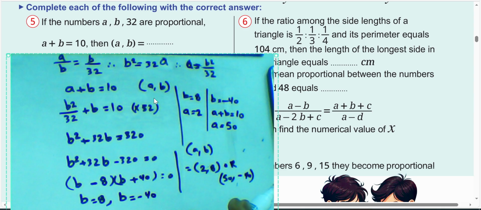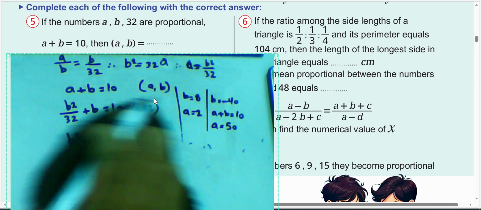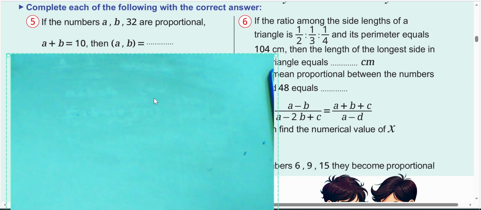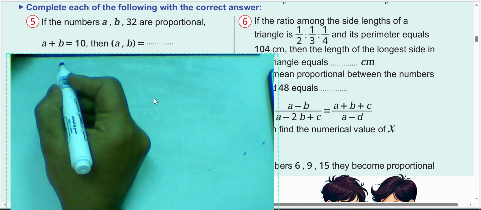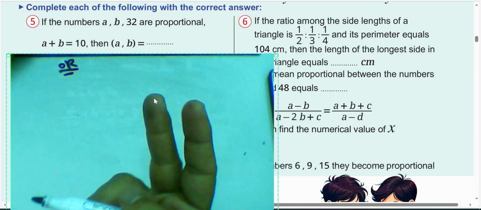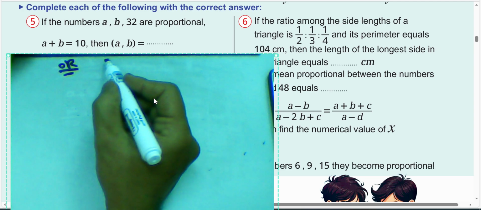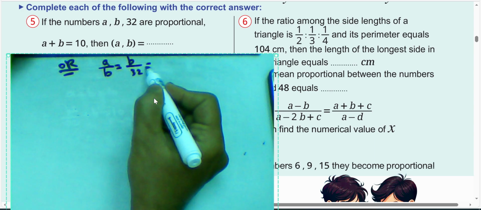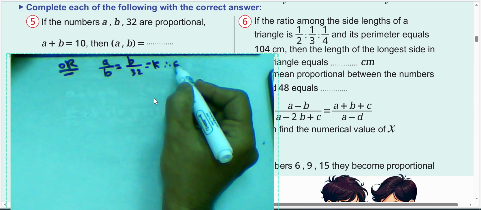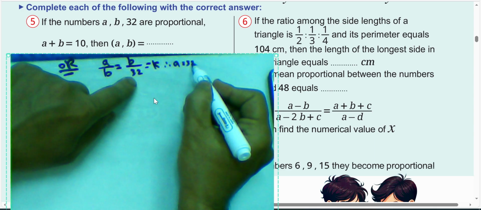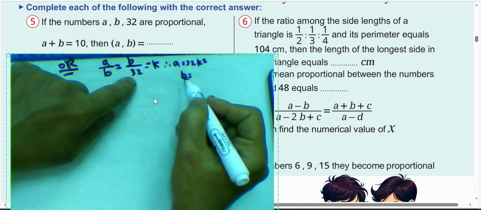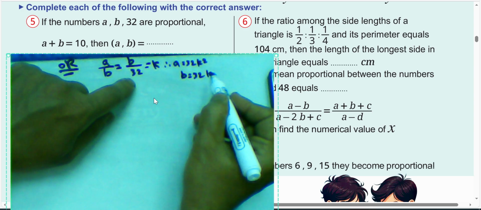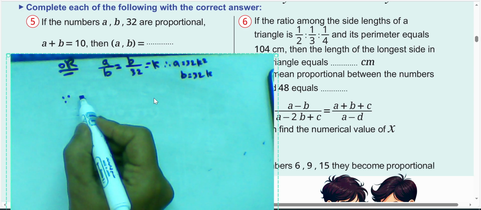That's the first method. What's the other method? I will solve the example by another method. Pay attention, we have a over b equal b over 32. I will put the constant k, then the value of a equals 32k squared, and the value of b equals 32k, such that a plus b equals 10.